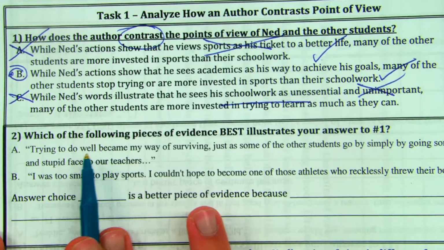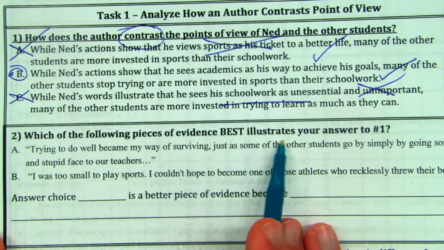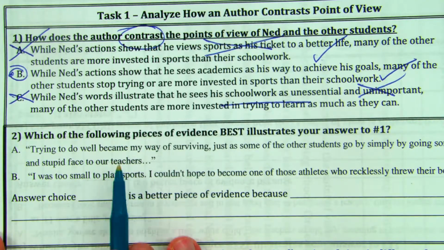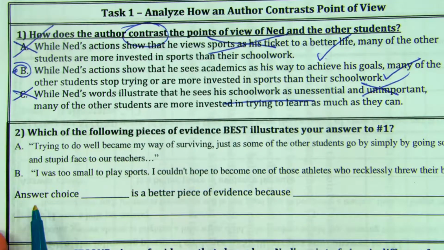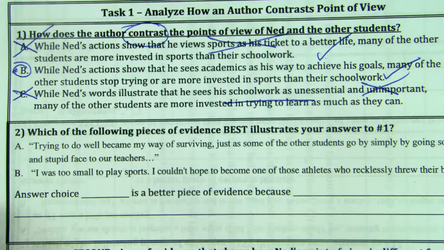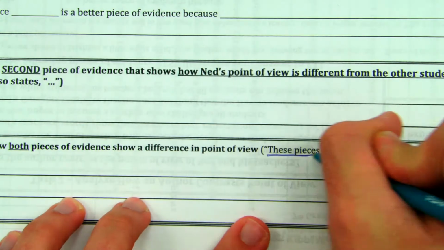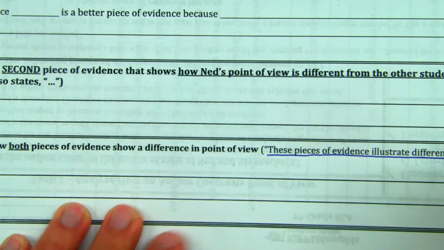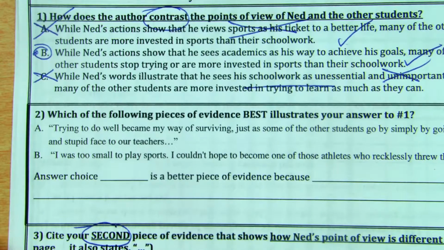I'm going to come down here and choose between my two pieces of evidence. Which of the following pieces of evidence best illustrates your answer to number 1? Remember, when you come through here, I've changed the stem. I say answer choice blank is a better piece of evidence because. Also, notice your explanation stem down here says these pieces of evidence illustrate differences in point of view because, and then you explain. Also, remember you need to get your second piece of evidence.